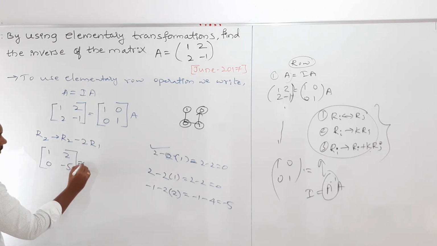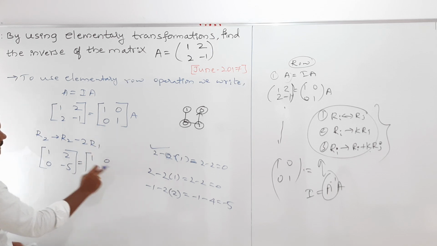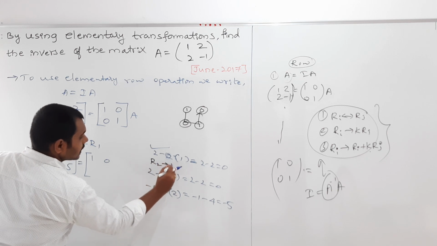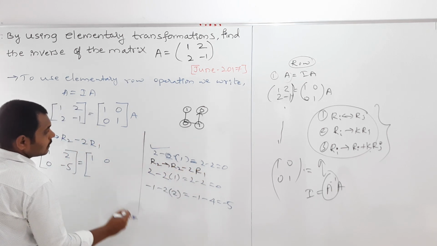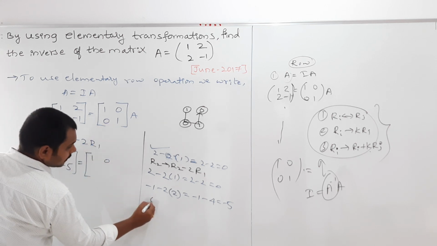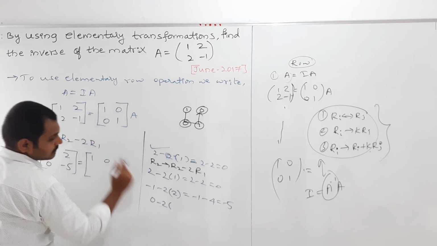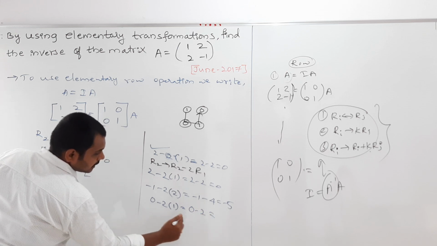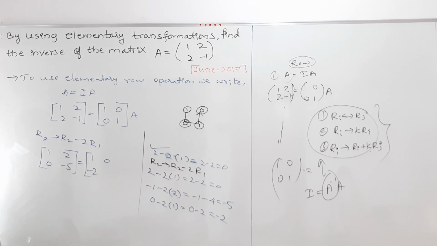And next, similarly here, the first row is as it is, 1, 0, and for the second row apply the same rule. What is the rule I applied here? R2 changes to R2 minus 2R1. So here R2 is 0 minus 2 into the R1 place value, which is 1. So 0 minus 2, minus 2 into 1 is minus 2. 0 minus 2 is minus 2. This element is minus 2.